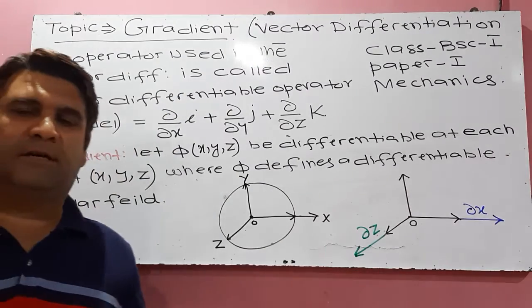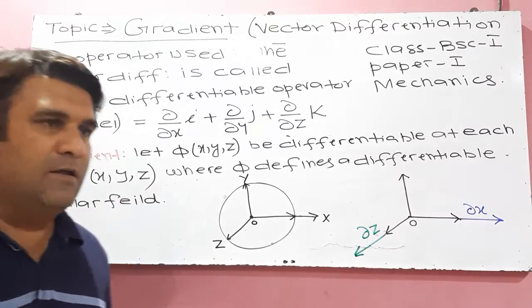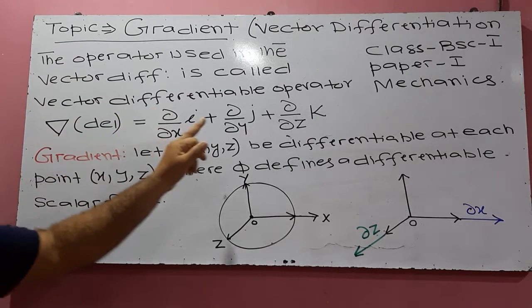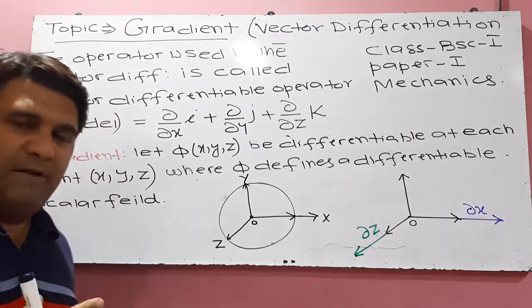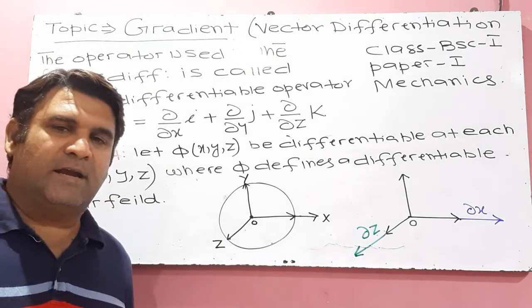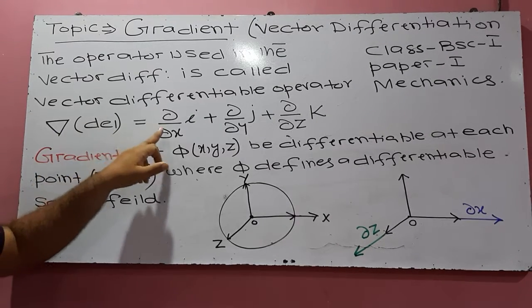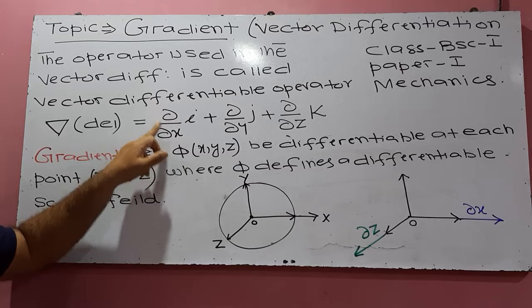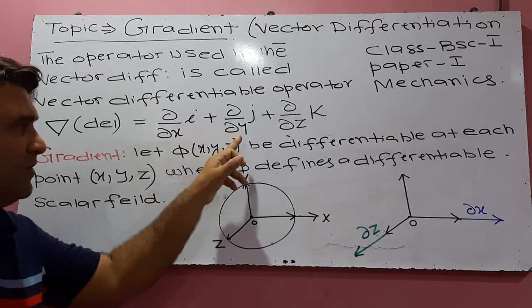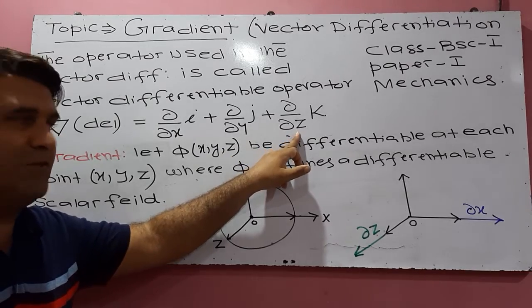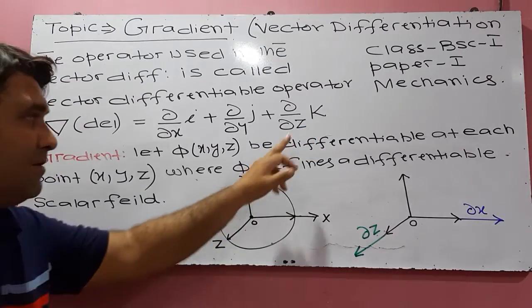Before going towards the gradient, first we define what is the vector operator. The operator used in the vector differentiation is called vector differentiable operator. The vector differentiable operator is indicated by del, and that equals the partial differentiation with respect to x, the partial differentiation with respect to y, and the partial differentiation with respect to z.